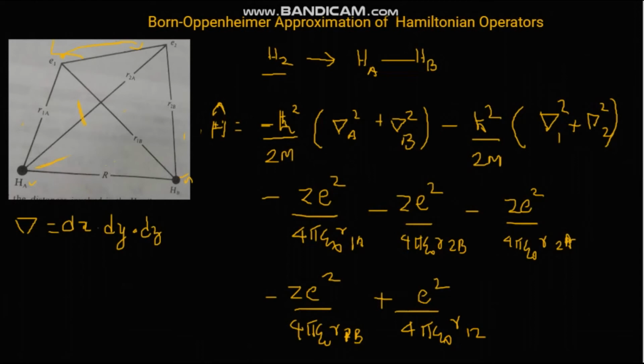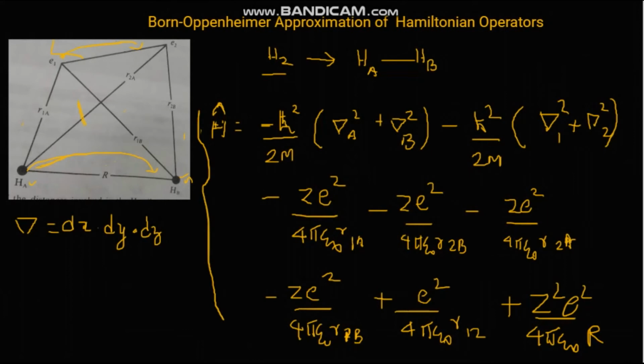In addition, there is a repulsion between the nucleus and the nucleus, isn't it? So that also has to be added. That is given as Z square e square by 4 pi epsilon capital R, which is the distance between the two nuclei. R12 represents the distance between the two electrons. So this is the overall Hamiltonian operator to be used for our hydrogen molecule.